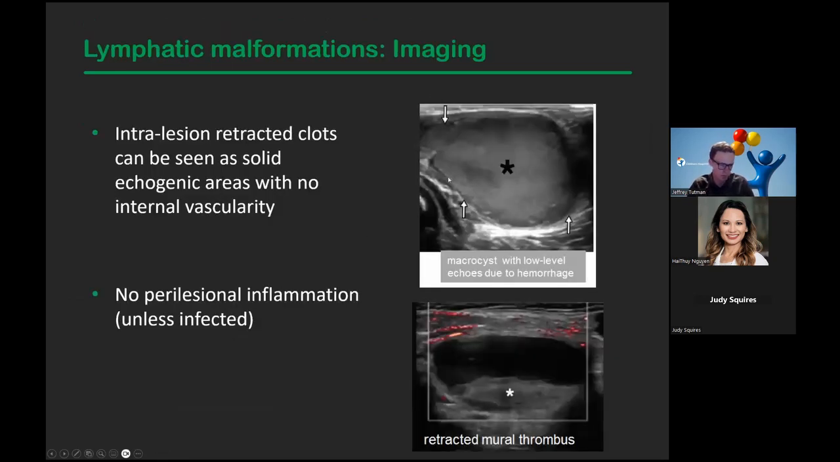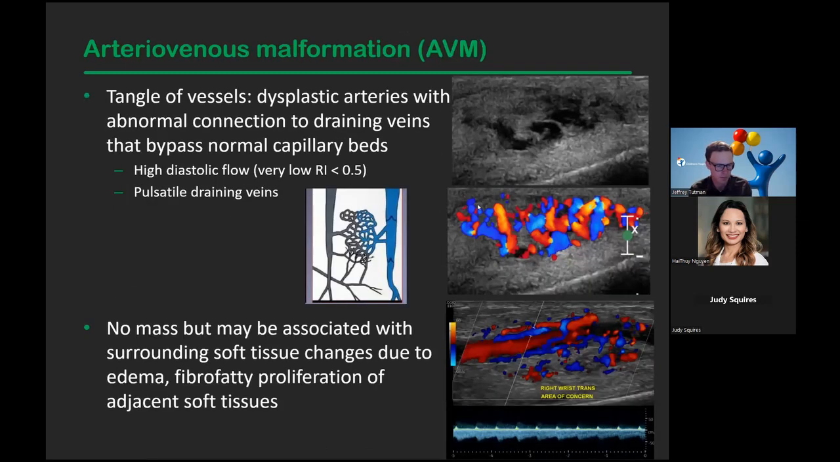This is a clot. They can clot too because of those hemorrhages, and that can make it look like a solid area. So when you think of a lymphatic malformation, you're like, oh, but this looks like something solid, which they shouldn't have. Put the Doppler dot on it to make sure that it is actually enhancing soft tissue and not clot.